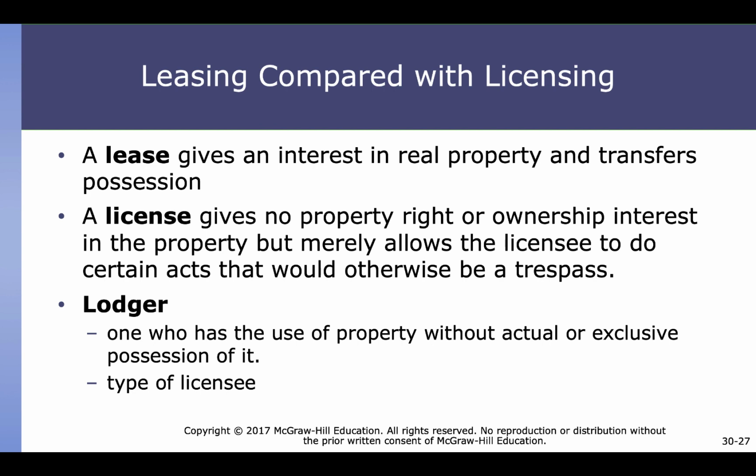A lease gives an interest in real property and transfers possession of that property. A license is different. A license gives no property right or ownership interest in the property. It just allows the licensee to do certain acts that would otherwise be a trespass. A lodger is one who has use of property without actual or exclusive possession of it. So this is a type of licensee.